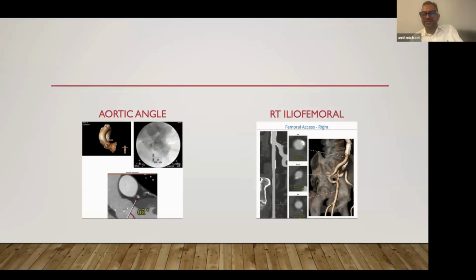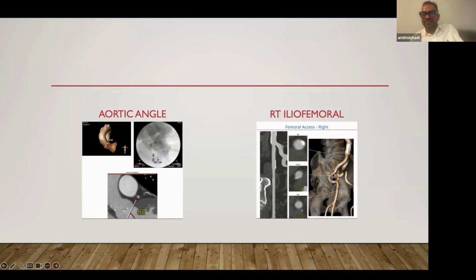Horizontal aortas are always difficult cases because when you try to implant the TAVI valve, the positioning is always very difficult compared to a more vertical aorta. This patient's angle was 62, so that is by definition quite a horizontal aorta. So it was a challenging case.